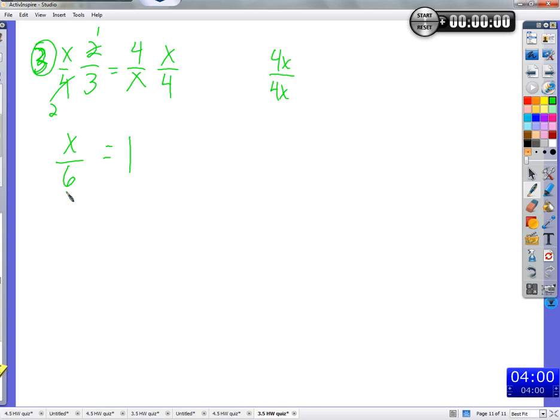How do we get x by itself? Nathan? Times 6 on both sides. Why would you do that on this side? Because you want to get rid of the denominator, so you have x by itself. Beautiful. Thank you. So x equals 6. Multiply by 6 on both sides.